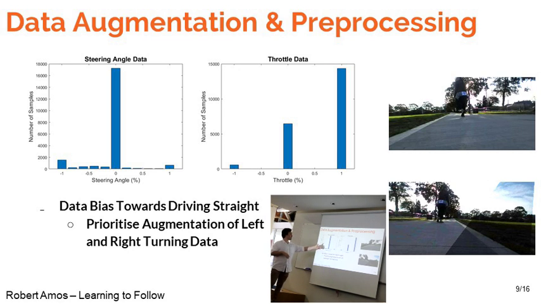As we can see, the zero angle here is overrepresented in the data set. So if we were to train the model directly on this data set, there would be an inherent bias towards driving straight, which is undesirable.